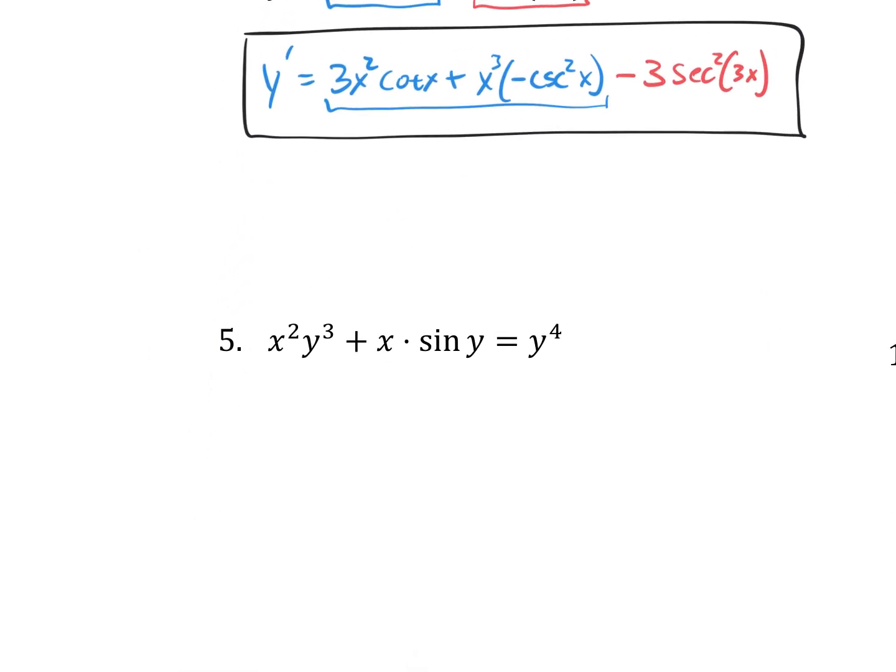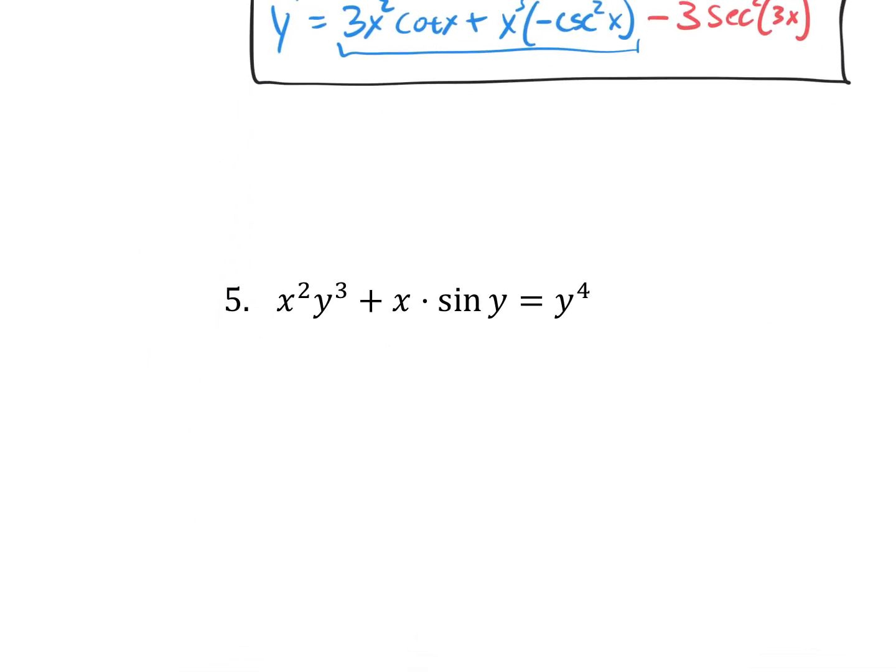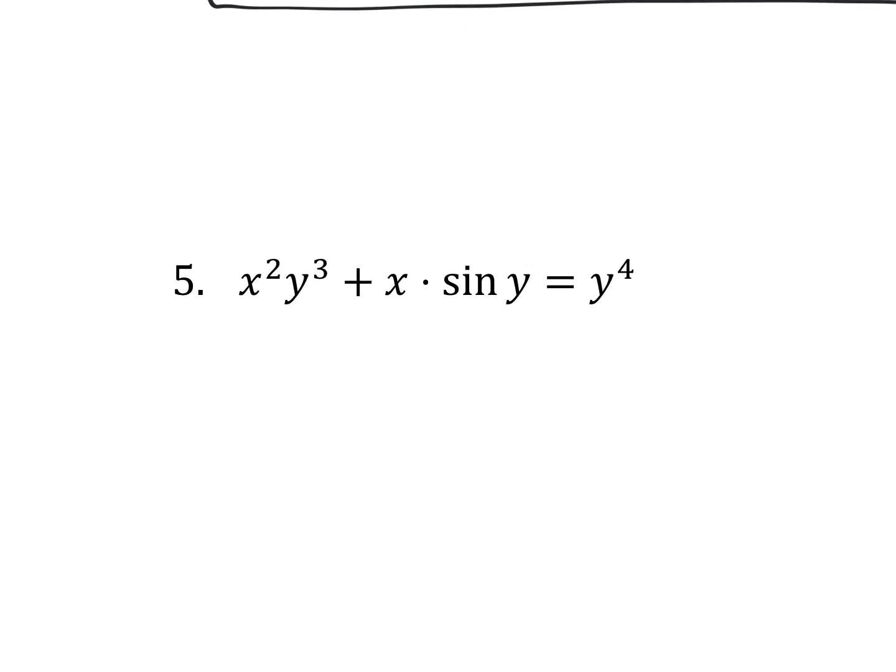On to number 5, this one's going to be implicit. So no rewrites needed here. Let's start here. We've got a product rule. Derivative of the first is 2x times the second, y cubed, plus the first, x squared, times the derivative of the second. Well, the derivative of the second is 3y, use the chain rule here, dy dx. Okay, got to take the derivative of the inside. That's our implicit there.